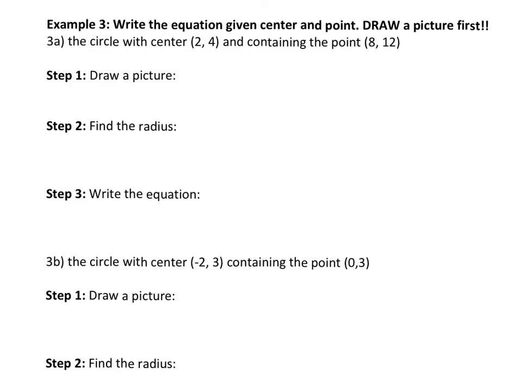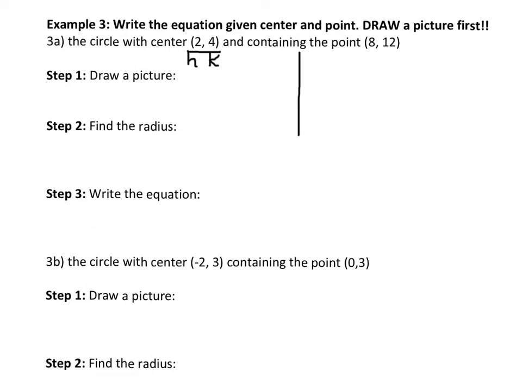My hint on the next example is to draw a picture. Why are we going to draw a picture? Because we are given the center of a circle, we're given h and k, and then we have another point on the circle. So we don't know what the radius is. We're going to have to find it.